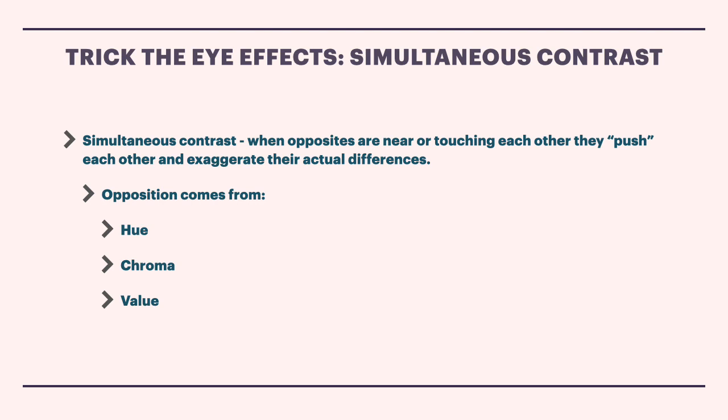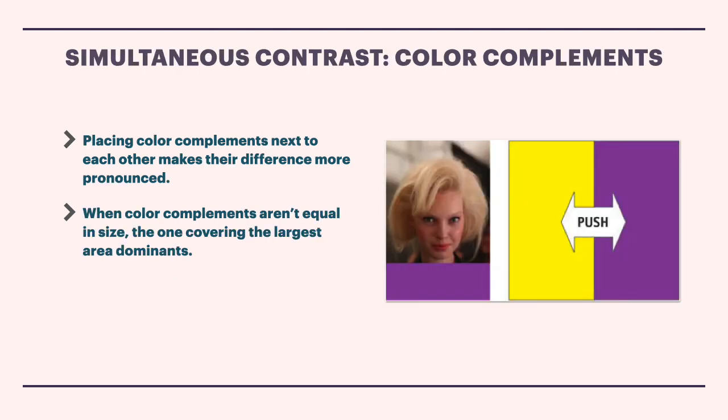Simultaneous contrast is when opposites are near or touching each other to the point that they push each other and exaggerate their actual differences. Opposition comes from hue, chroma, and value. Simultaneous contrast, color complements. Placing color complements next to each other makes their differences more pronounced. When color complements aren't equal in size, the one covering the largest area dominates.